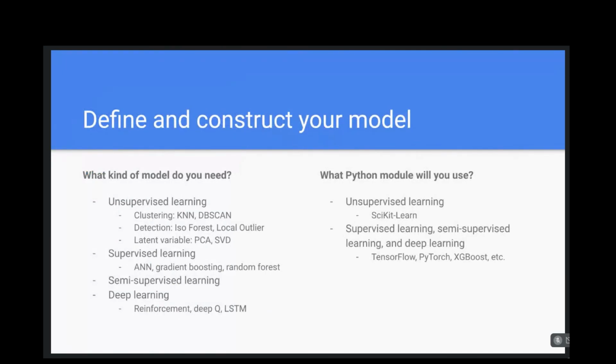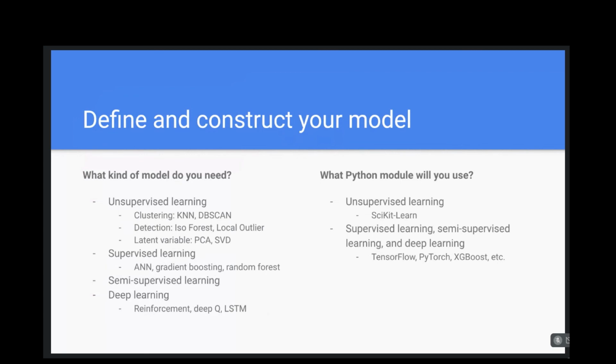So in terms of defining and constructing a model, there are primarily four types of AI and machine learning you can implement. You've got unsupervised learning, supervised learning, semi-supervised learning, and then deep learning. And the latter three of those can kind of be grouped into one category, whereas unsupervised learning is a little bit different.